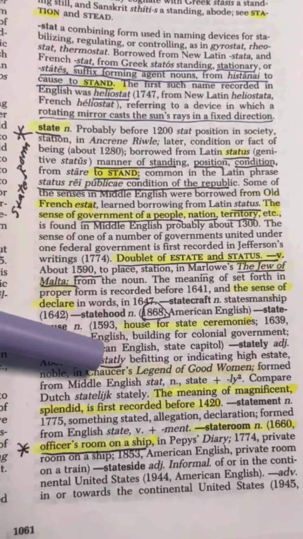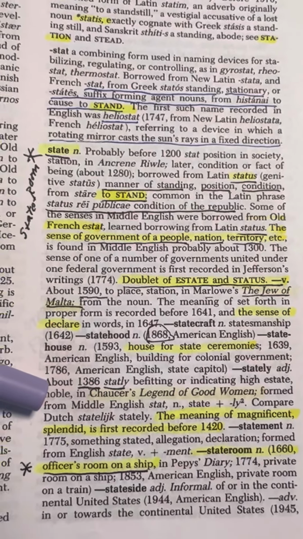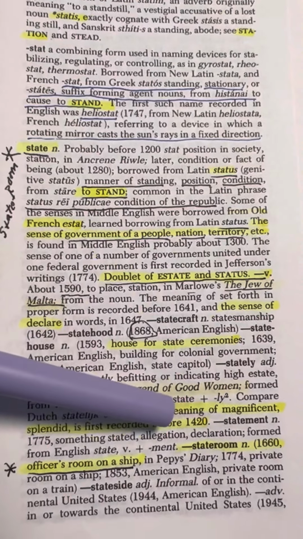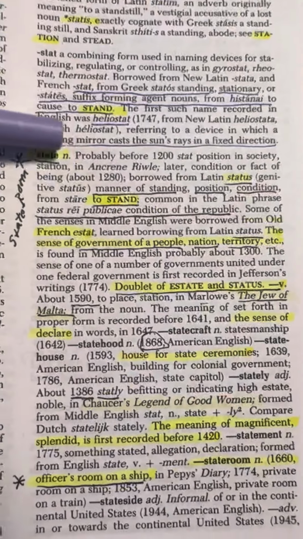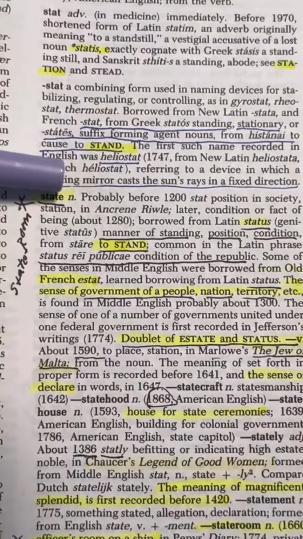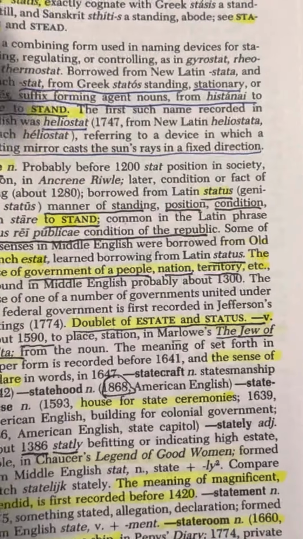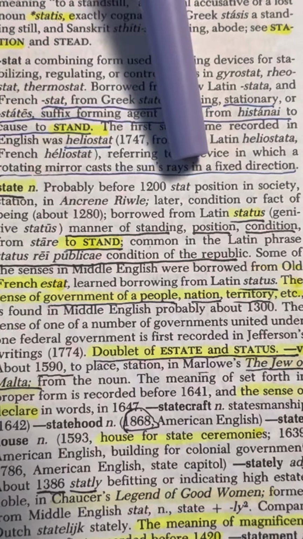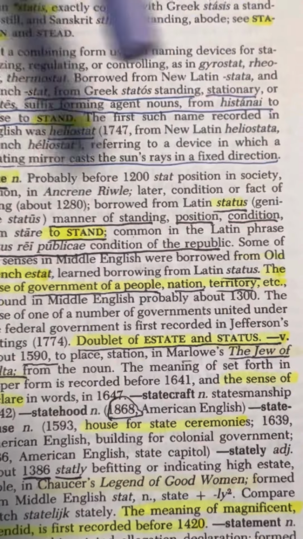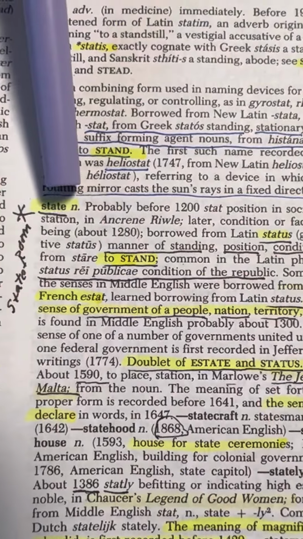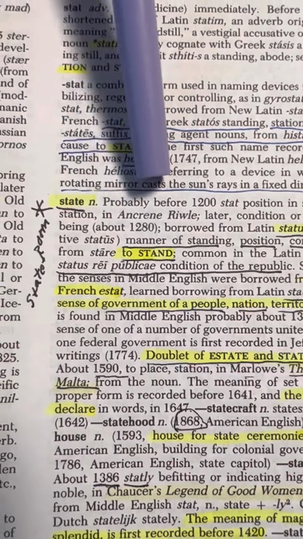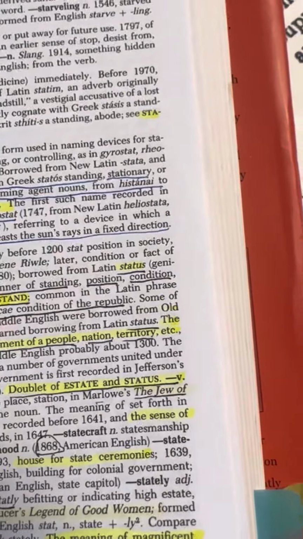The meaning of magnificent, splendid, is first recorded before 1420. This is why I love Chambers. Stat is probably before 1200. Stat, position in society. A station. Okay, so we can look up state.